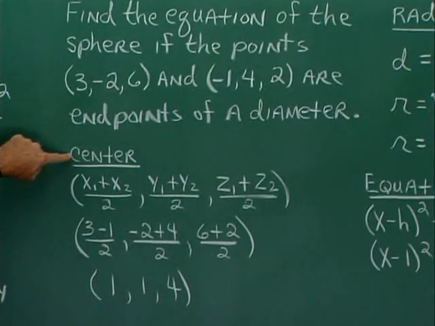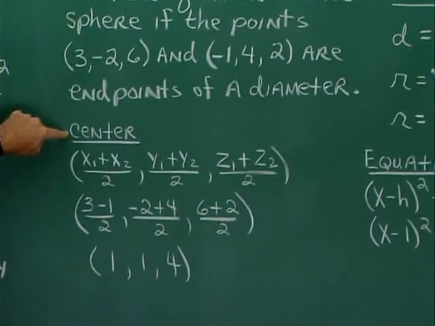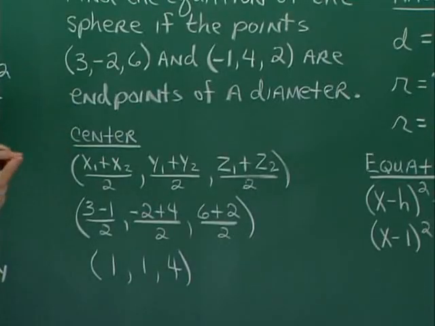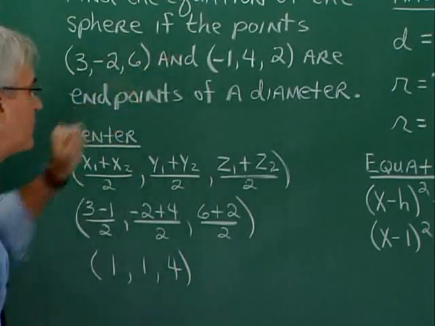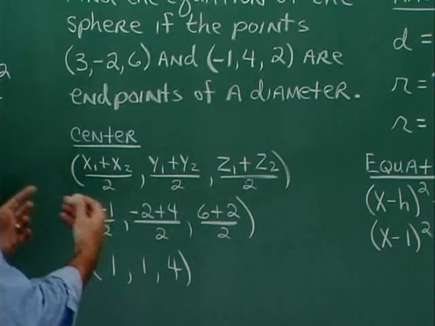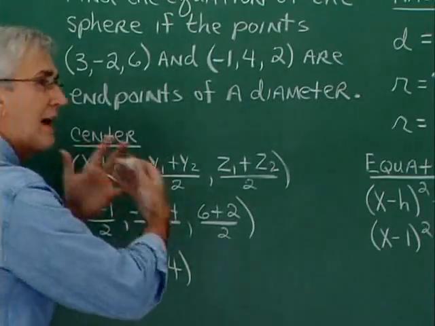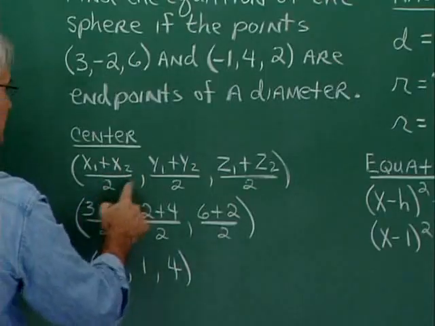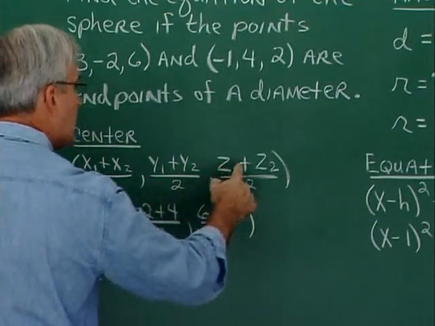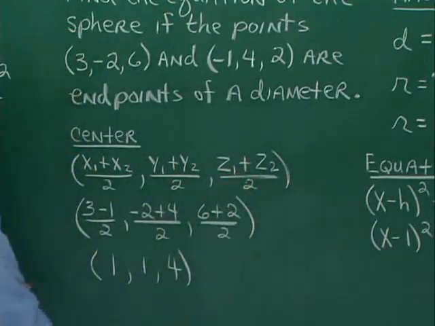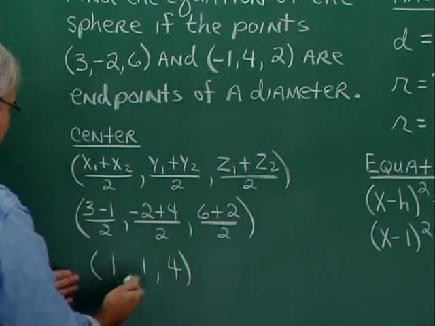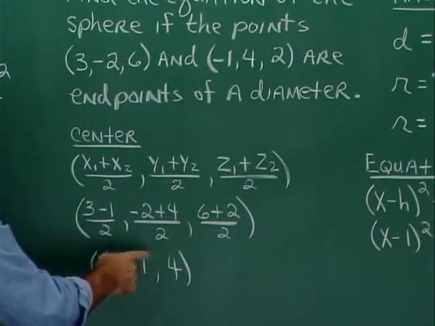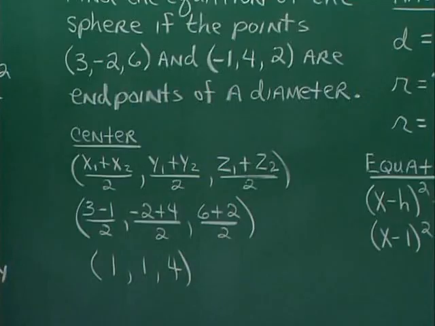We might say, okay, let's calculate the coordinates for the center. Now, the center would be the midpoint between these two points. And remember, midpoint is the average of the x's, average of the y's, average of the z's, or it's x sub 1 plus x sub 2 over 2, y sub 1 plus y sub 2 over 2, z sub 1 plus z sub 2 over 2. All right, and just plug in the values, and we find the coordinates of the center to be 1, 1, 4. All right, now we know where the center is.